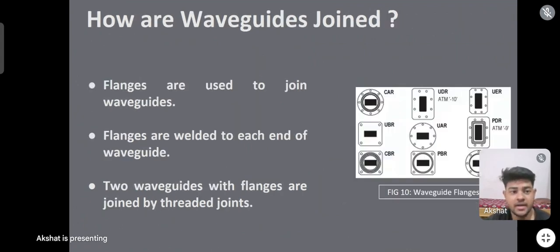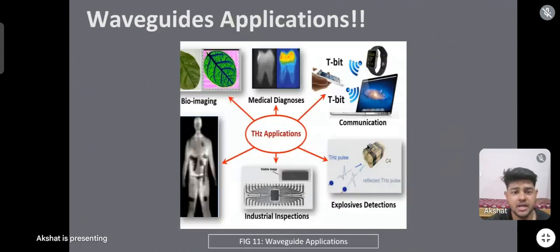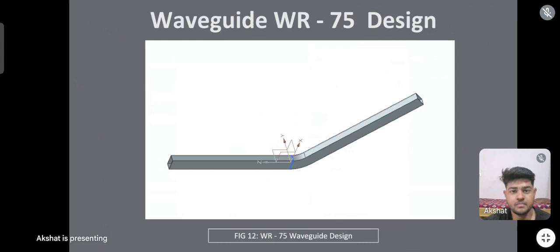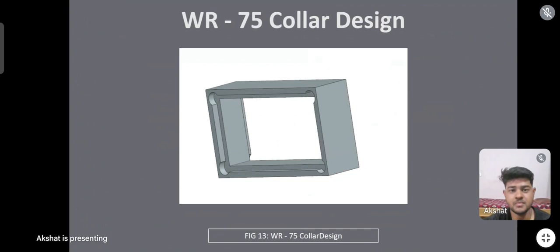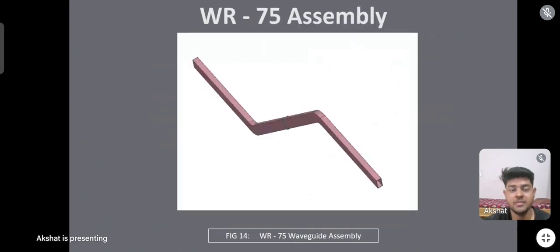How are waveguides joined? Flanges are used to join the waveguides. Flanges are welded to each end of the waveguide before plating. Two waveguides with flanges are thus joined by threaded joints. Waveguide applications are very numerous: bioimaging, medical diagnosis, communication, explosive detection, industrial inspections. Waveguides are used everywhere. Here a design of waveguide WR75 is shown. The collar design is shown. Assembly design is shown.